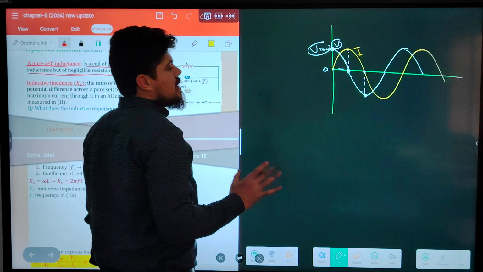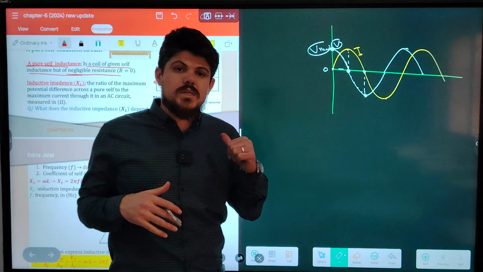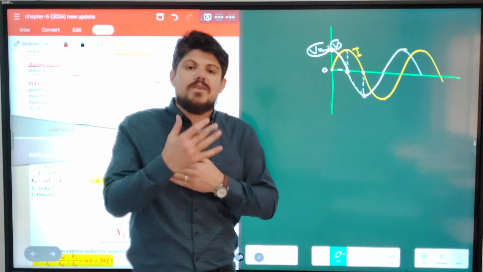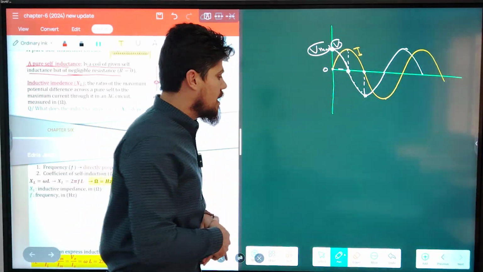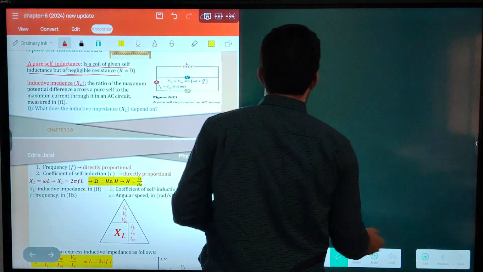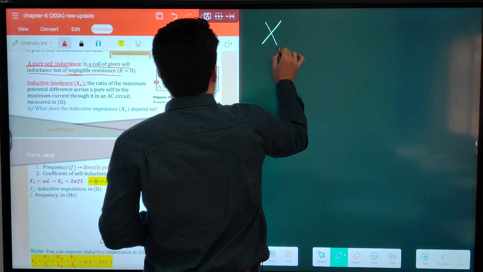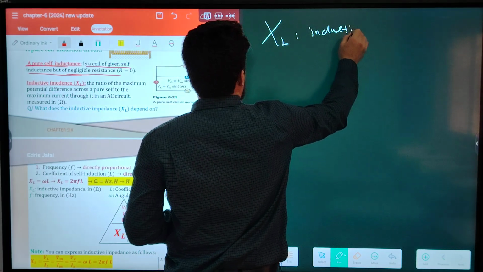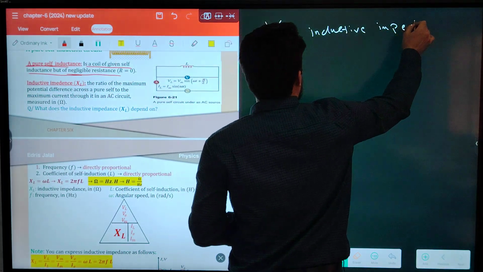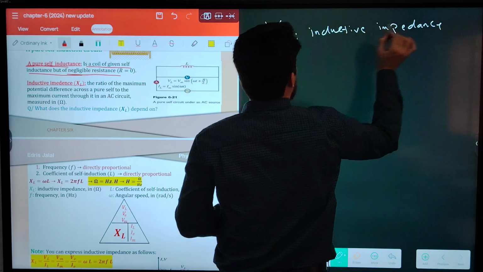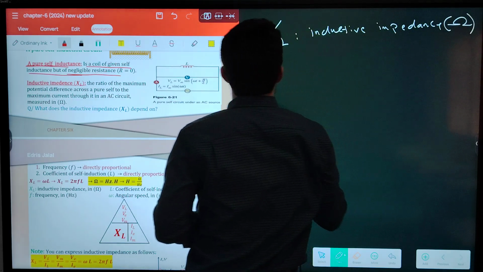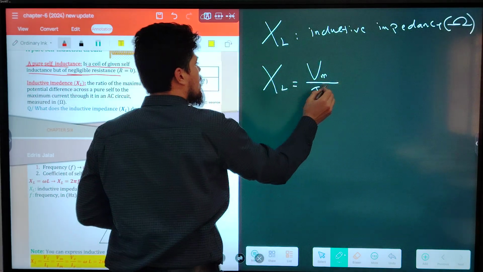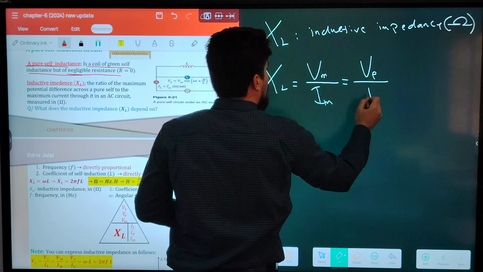In the case of inductance, instead of resistance, in pure resistance we had resistance R, but in inductance, instead of resistance we have impedance. They have the same function, but in different ways. Okay, inductive impedance XL. What is XL? Inductive impedance, measured in what? Ohm. XL is equal to what? Vm over Im, or VE over IE.